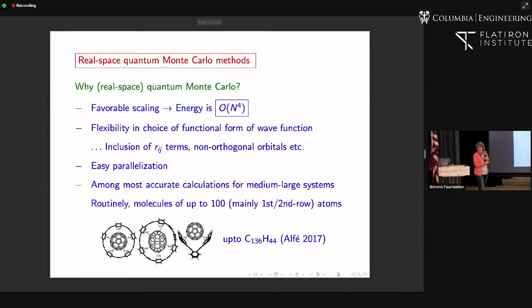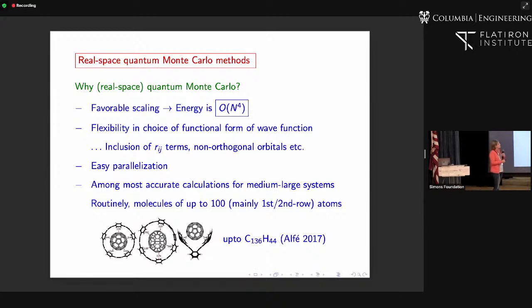We're going to see a different flavor in a couple of talks. So why do real space QMC? In principle, we have a very favorable scaling. If you're computing the energy, it would be N to the fourth with a rather large prefactor. You have a lot of flexibility in choosing the functional form of the wave function, so you can include electron-electron distances, non-orthogonal orbitals.